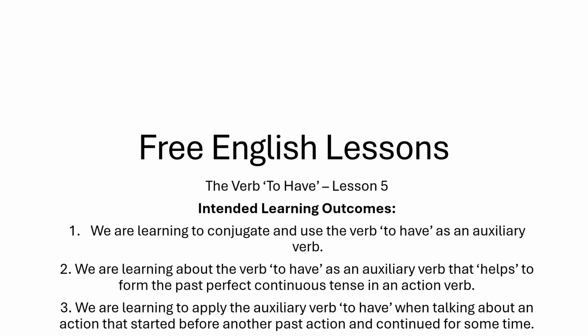1. We are learning to conjugate and use the verb to have as an auxiliary verb. 2. We are learning about the verb to have as an auxiliary verb that helps to form the past perfect continuous tense in an action verb. 3. We are learning to apply the auxiliary verb to have when talking about an action that started before another past action and continued for some time.